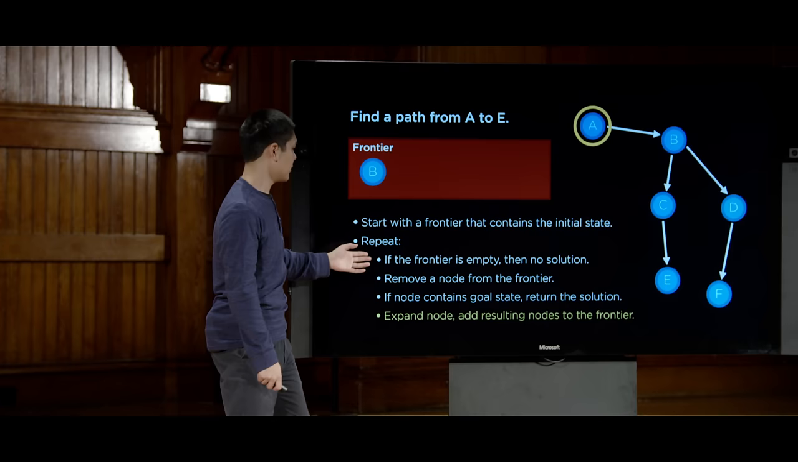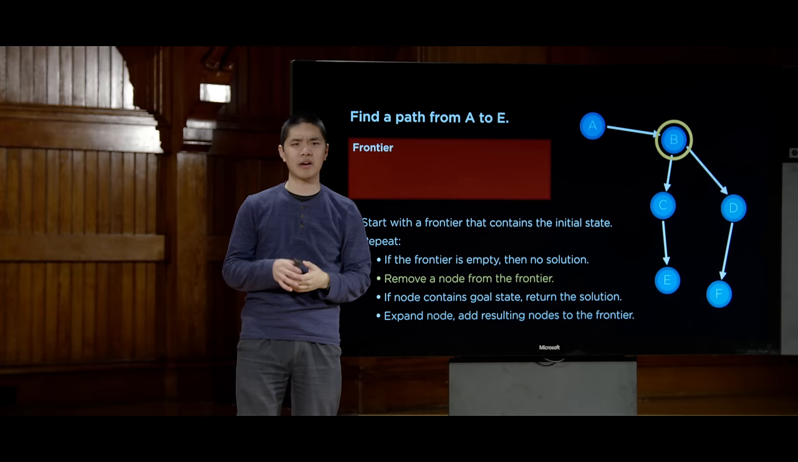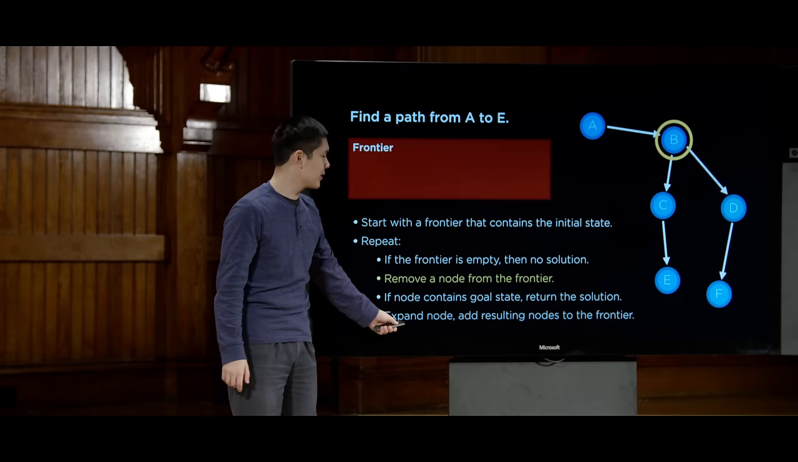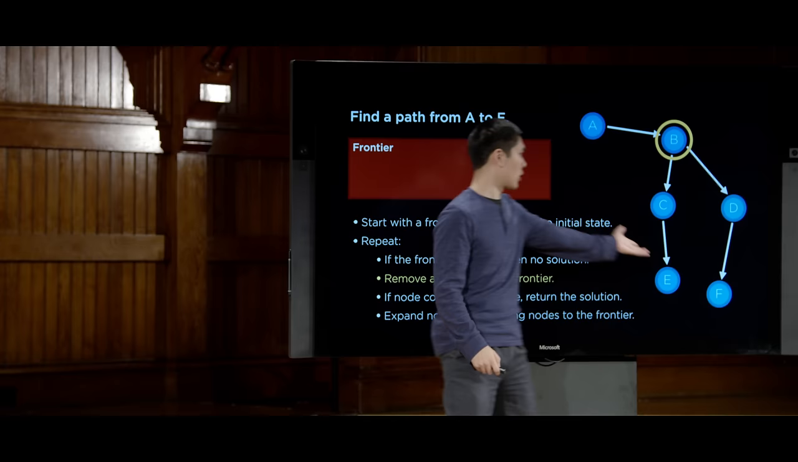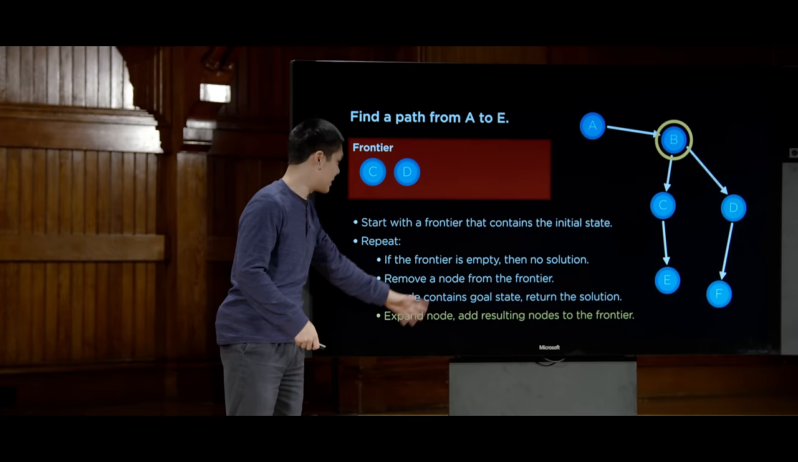We say, all right, the frontier is not empty. So let's remove B from the frontier. B is now the node that we're considering. We ask ourselves, is B the goal? No, it's not. So we go ahead and expand B and add its resulting nodes to the frontier. What happens when we expand B? In other words, what nodes can we get to from B? Well, we can get to C and D. So we'll go ahead and add C and D to the frontier. And now we have two nodes in the frontier, C and D. And we repeat the process again.